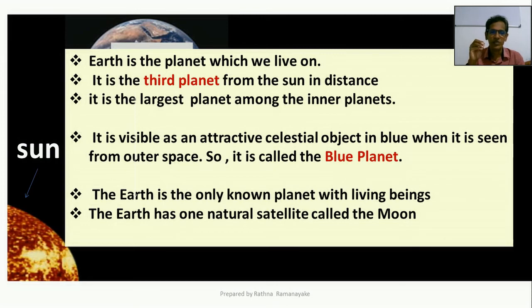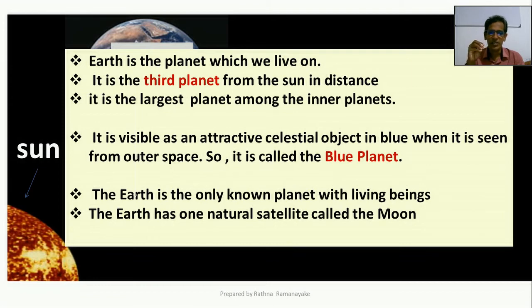It is visible as an attractive celestial object in blue when it is seen from outer space. So it is called the blue planet. Why is the Earth called the blue planet? It is seen from outer space in blue color.